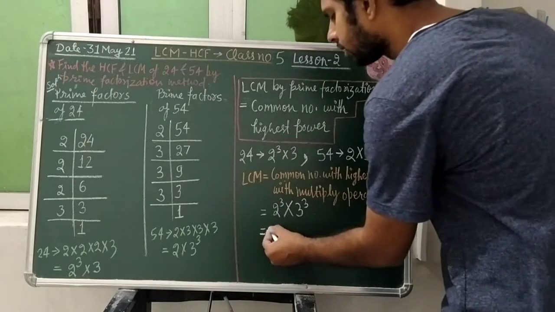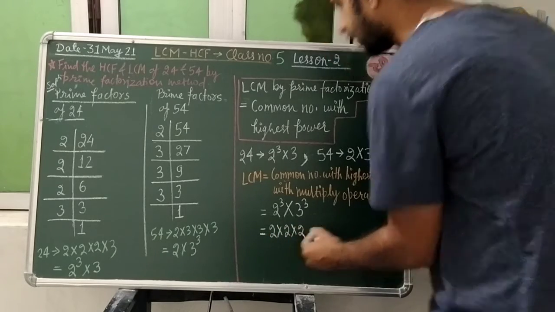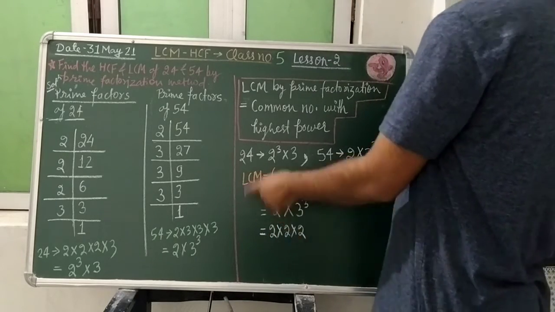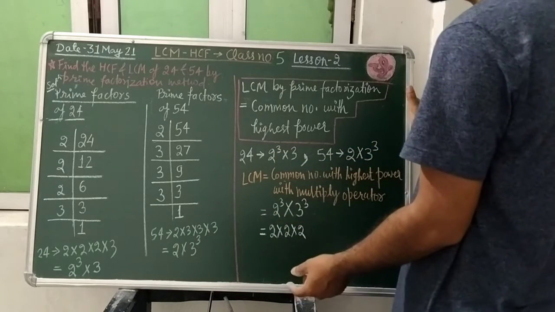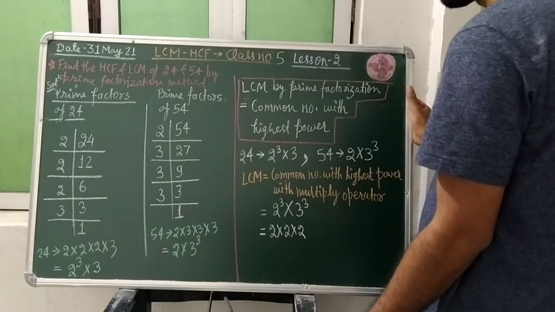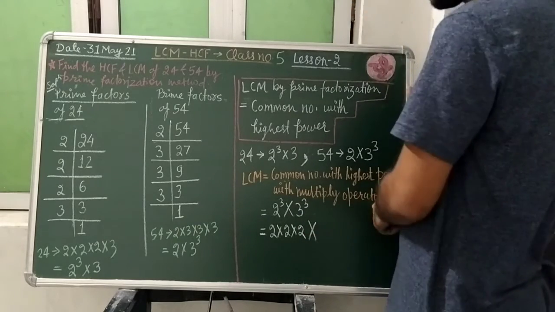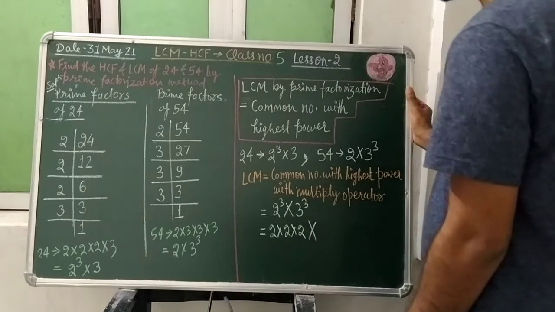How can we write this, students? 2 into 2 into 2. Isn't this 2 to the power 3? The meaning is that 2 is present 3 times with multiplication. So after that, the multiplying operator is present, so we will apply the multiplying operator.